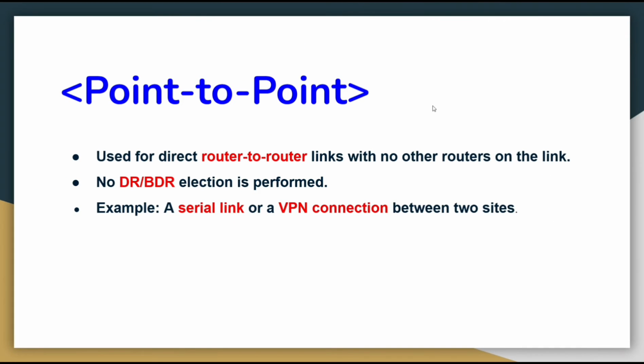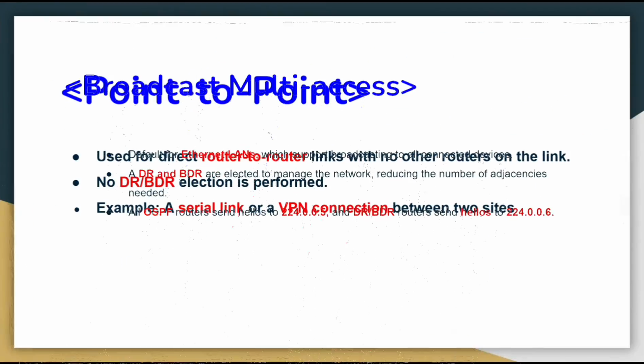Let's talk about our first network, point-to-point, used for direct router to router links with no other routers on the link. No DR/BDR election is performed. Example: a serial link or a VPN connection between two sites.